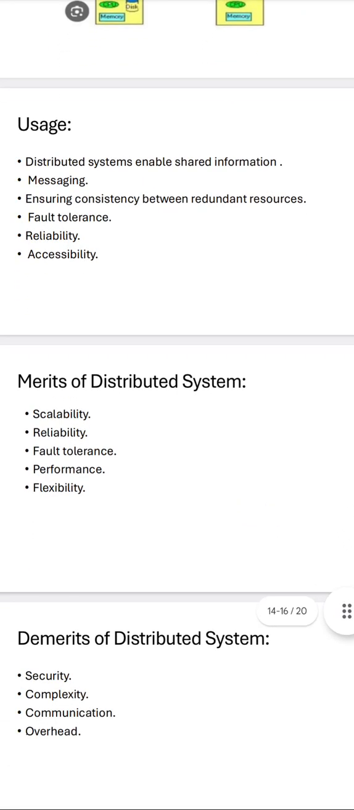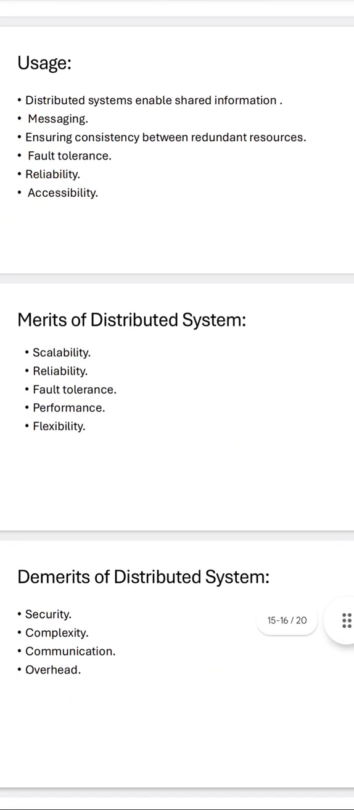Next, the demerits of distributed system. Security-wise, it is very low, the structure will be very complex, and there will be more communication overhead. These are the demerits of distributed system.